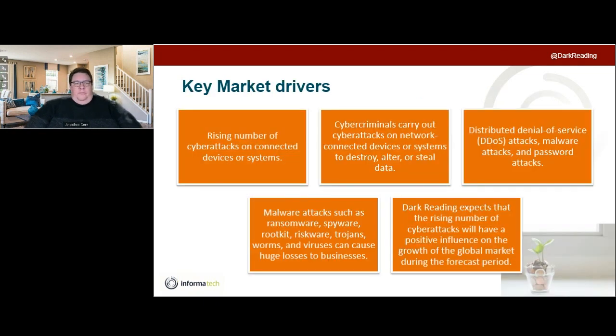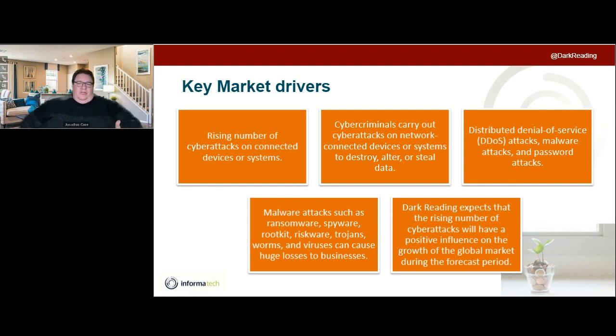So what are the key market drivers? Well, clearly, we are all painfully aware of the rising number of attacks on connected devices or systems. We're very aware that cyber criminals carry out cyber attacks on network-connected devices or systems, and their purpose is to destroy, alter, or steal data for monetary gain.